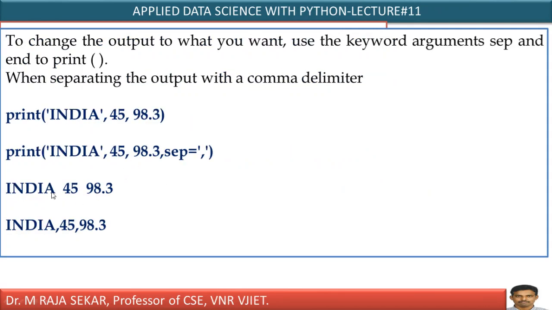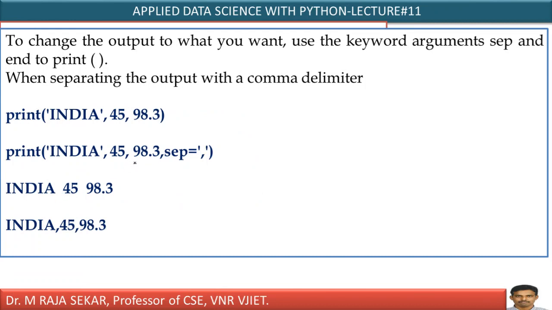Now let me proceed further. Just see this one: print("India", 45, 98.3). There is nothing new. It will display India, one white space, 45, one white space, 98.3. This I already discussed: by default, it adds a space in between the output elements.